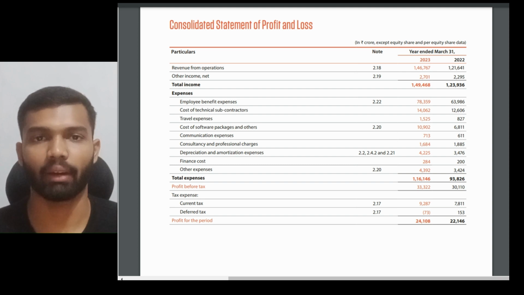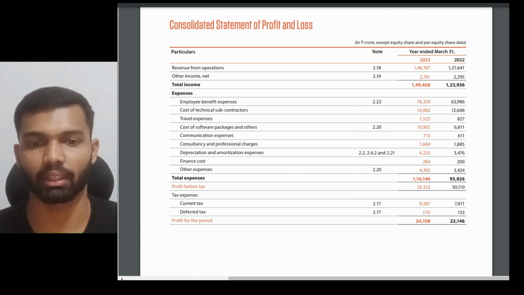Now you may have a doubt about what the difference is between consolidated and standalone. The main difference between the consolidated profit and loss statement and the standalone profit and loss statement is that the consolidated statement shows the overall company's performance.